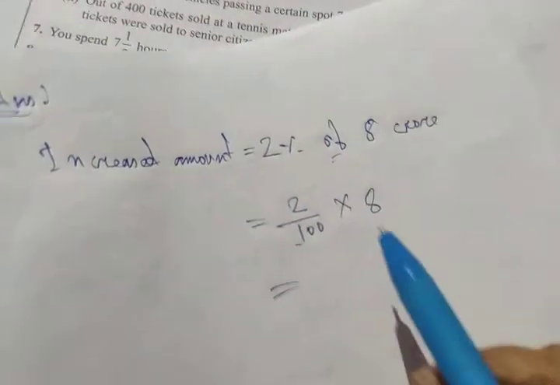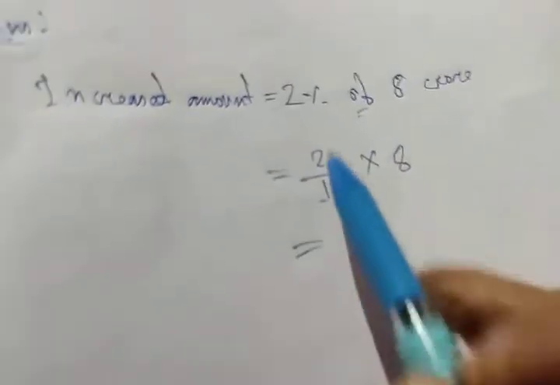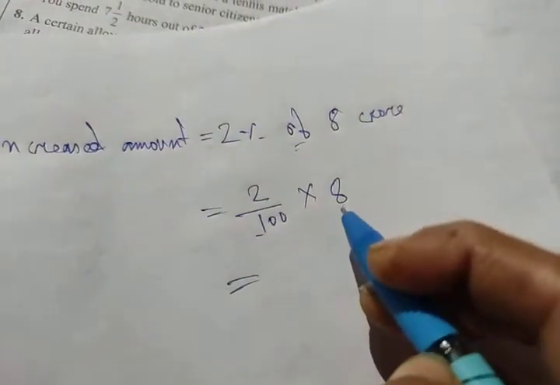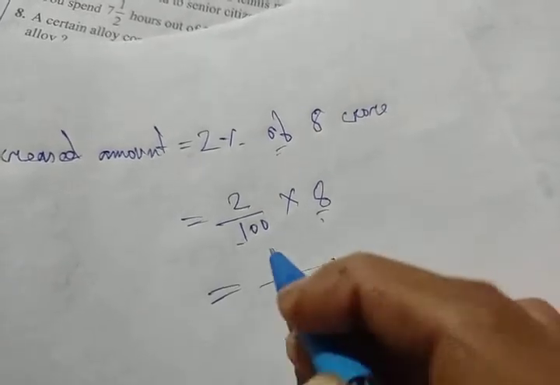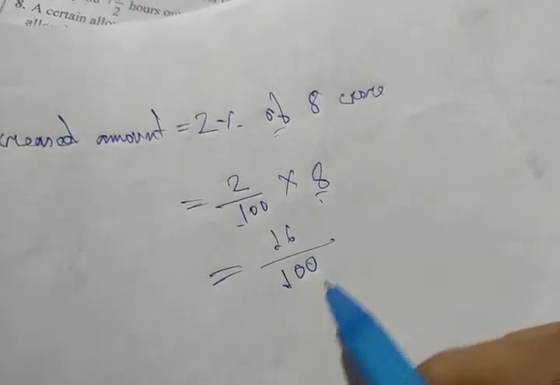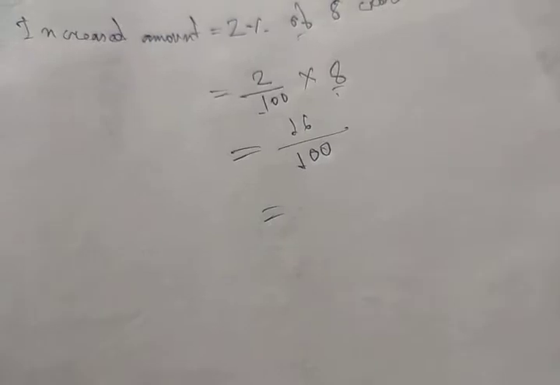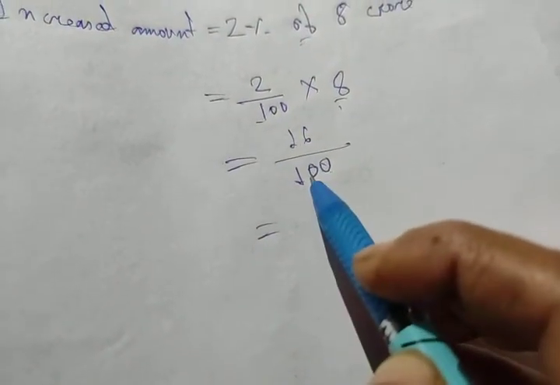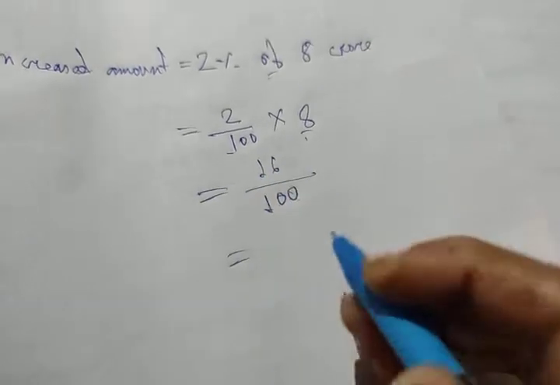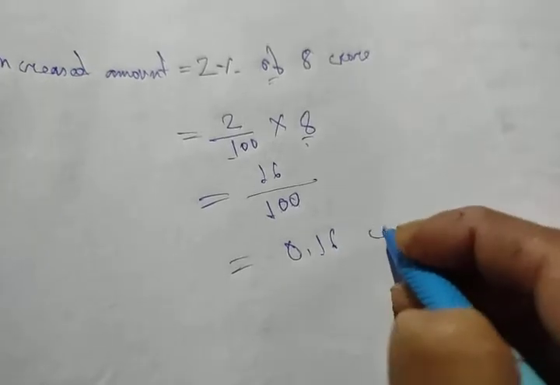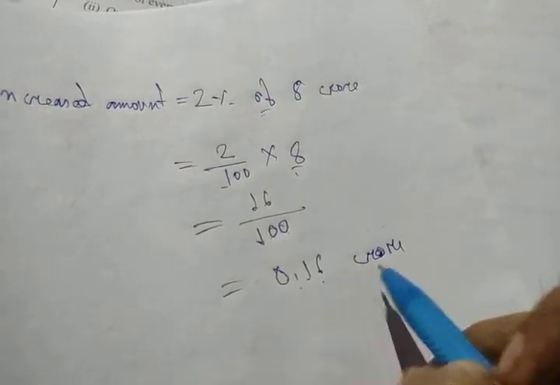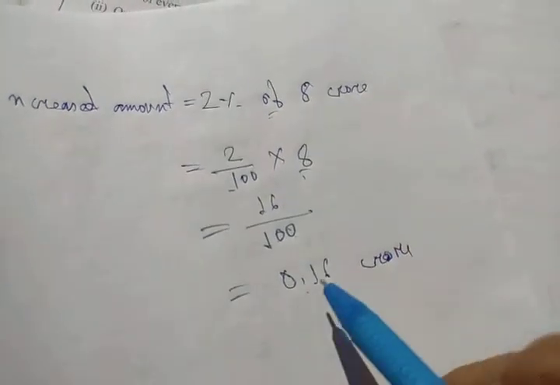We are simply doing the same again. In place of 2%, we are expressing this in terms of a fraction. 2 by 100 of means multiplication, 8. Now it will become 16 by 100. Is it clear for everyone how we get this 16 by 100? Now 16 by 100, that means what? How many zeros are here? 2 zeros. So the decimal will be before 2 digits. So it will be 0.16. What is the unit? Crore. So 0.16 crore. 2% of 8 crore is 0.16 crore.